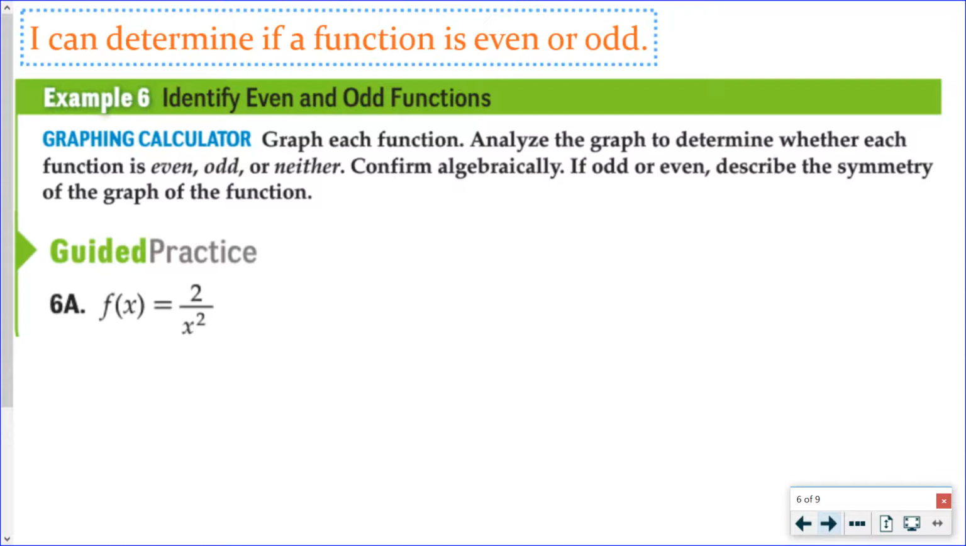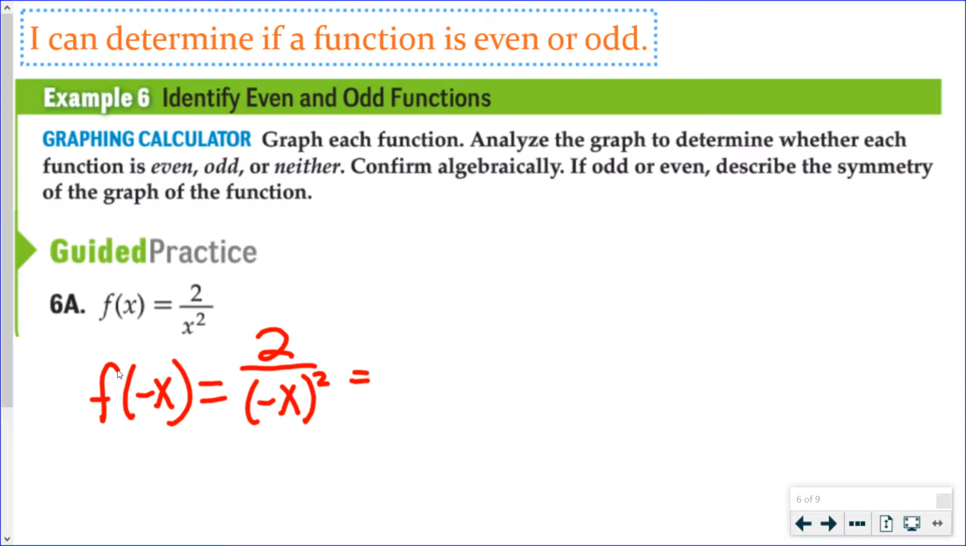Here we have 6a, it says graph each function. I don't have my graphing calculator pulled up, but this is a rational function. In class, we're going to look at it on our calculators and decide whether it's even, odd, or neither, and then test it. But for this video's sake, I just want to confirm it algebraically. For this test, you're just going to plug in negative x everywhere you see x. So for this one, I'm going to plug in negative x down here, and then I'm going to see what that boils down to.